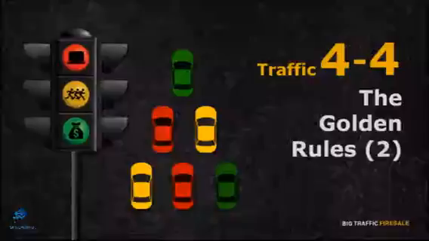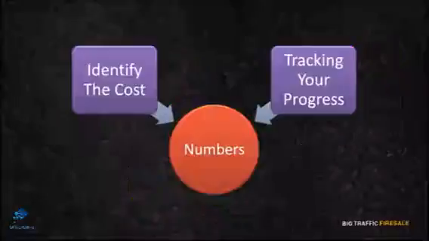In this module, we'll be focusing on another golden rule you can't afford to miss, which is knowing your numbers. When we talk about numbers, it all boils down to two major components. One, identifying the cost to purchase your solo ads. Two, tracking your progress. In any business, it's vital to identify the costs invested in your product or service.